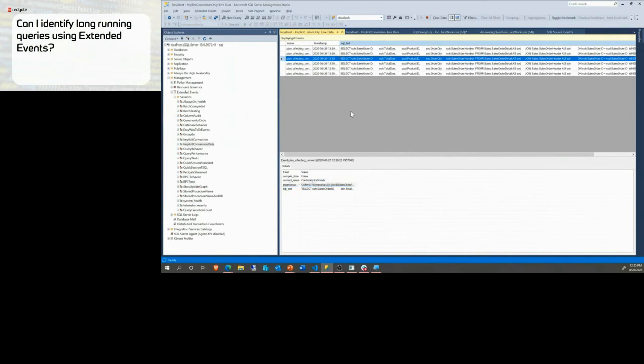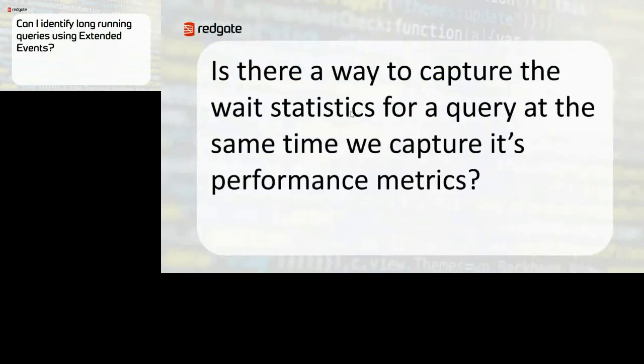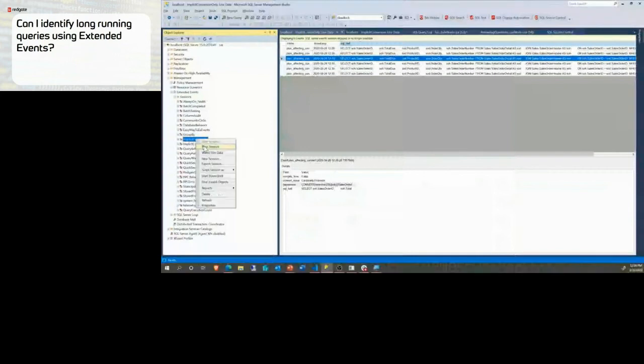Okay, cool. All right, so we've got more questions. Is there a way to capture the wait statistics for a query at the same time as we capture its performance metrics? Great question. Well, let's turn off these. And if I redo this, I think I'll turn it all onto query waits. Let's start this session.